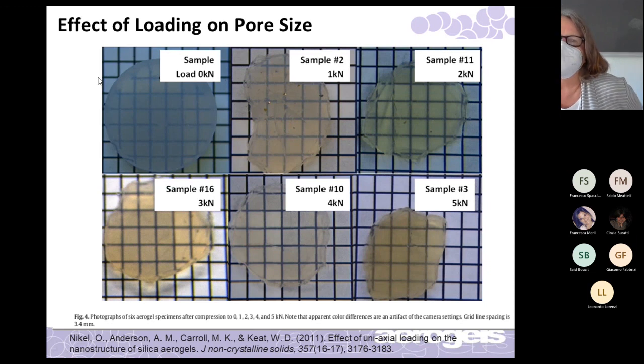1 kilonewton. You saw in that video, stuff gets chipped off. 2 kilonewtons, 3 kilonewtons, 4 and 5. And what you're not seeing is how little these things got. And you can see some color variation, which I think is just an artifact of the camera. It doesn't mean anything. It's just the way the pictures were taken.